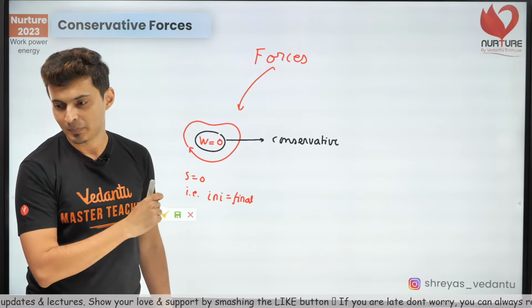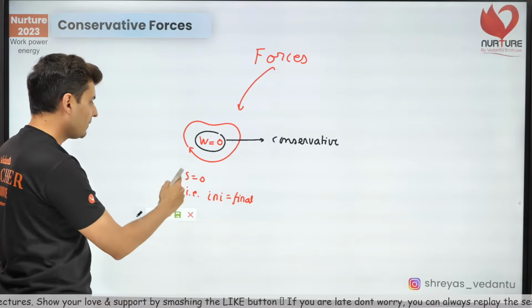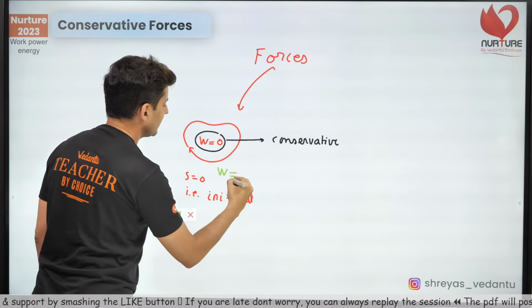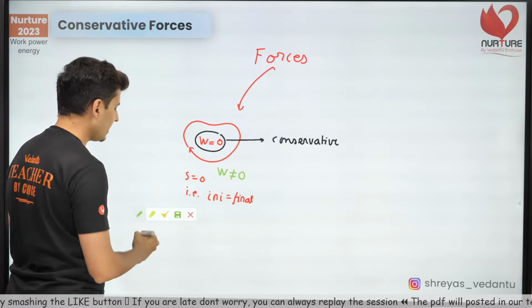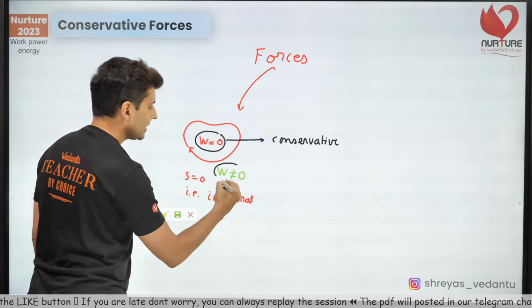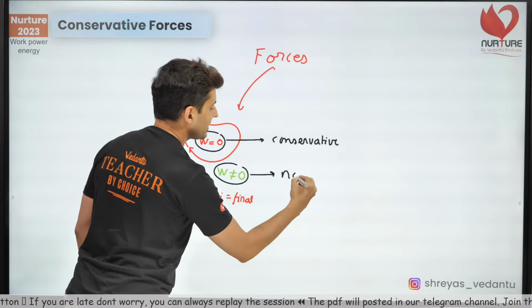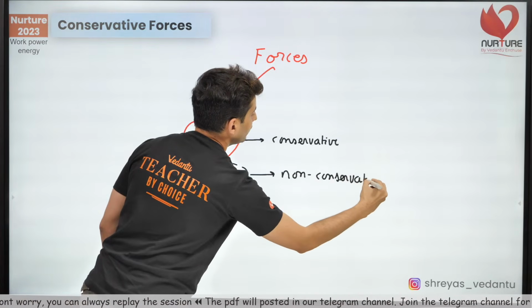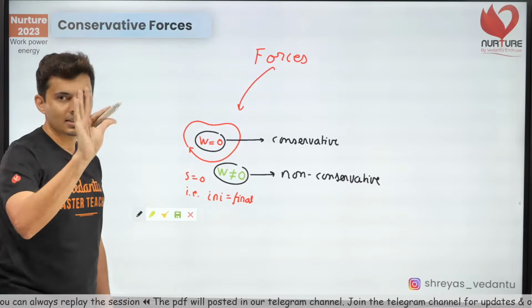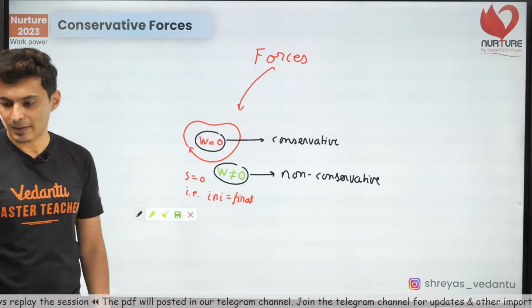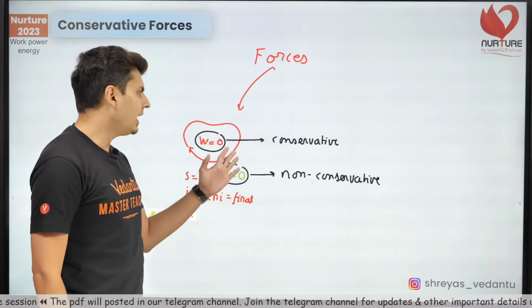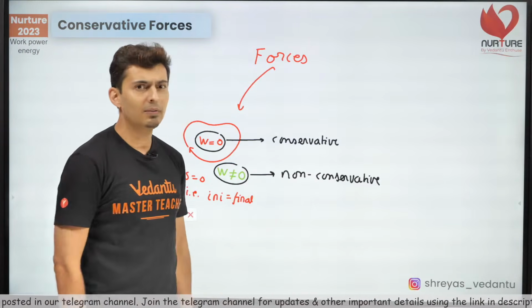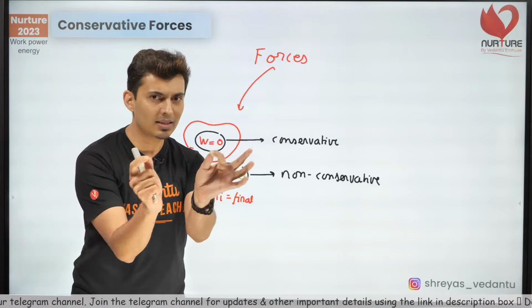Keep this in mind. Next thing, if the work done is not zero, for example, in a case like friction, then it is obviously going to be called a non-conservative force. That's it. As simple as that. Now, what kind of forces are conservative? What kind of forces are non-conservative? You can take examples just like I did.